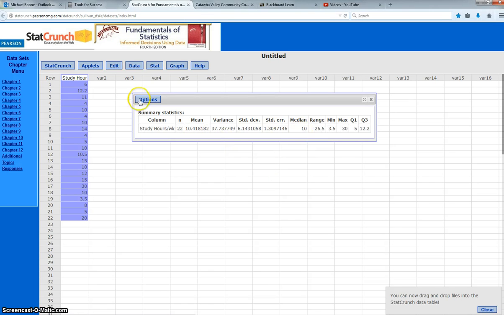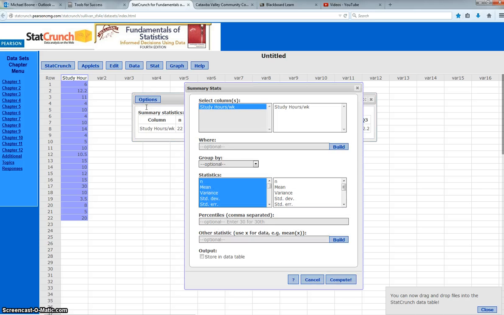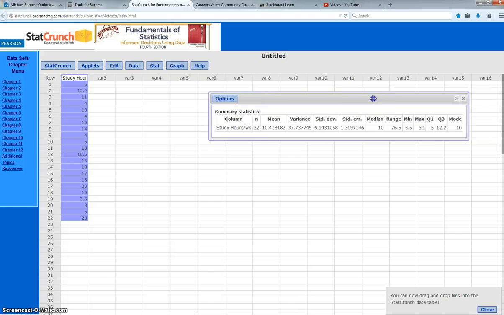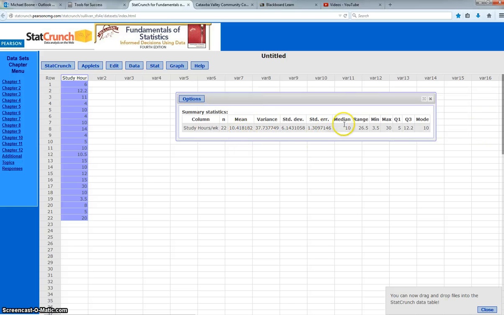Another one they talk about is the mode. And if you just add mode, it is available. To make sure everything doesn't go away, if you hit Control and then mode, you'll still have everything else highlighted. So when I compute that, now I have mean, median, and mode.